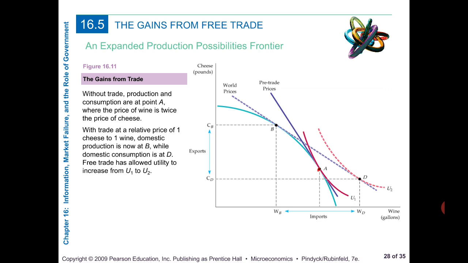So for Holland, this graph is for Holland. This is Holland's PPF. So pre-trade is 1 and 2. This is at point A. Okay. But if we trade, remember it's 1 to 2. This is a pre-trade.